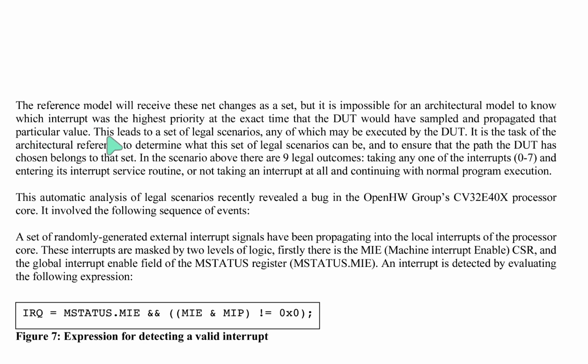This leads to a set of legal scenarios, any of which may be executed by the DUT. So it is the task of the microarchitectural reference to determine what this set of legal scenarios can be, and to ensure that the path the DUT has chosen belongs to that set. In the scenario above, there are 9 legal outcomes: taking any of the interrupts 0 to 7 and entering into the interrupt service routine, or not taking the interrupt at all and continuing with the normal program execution.